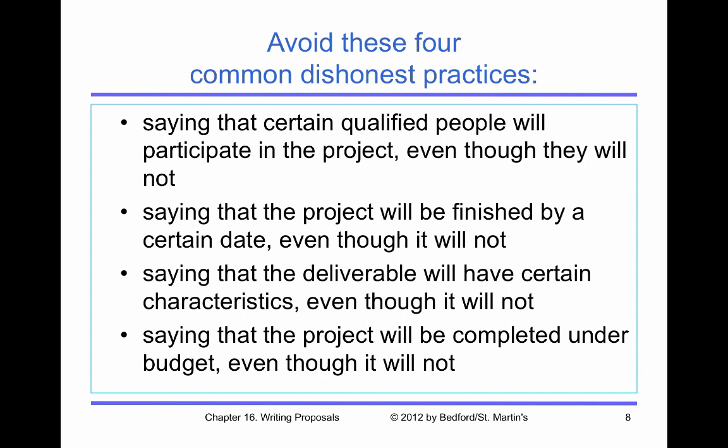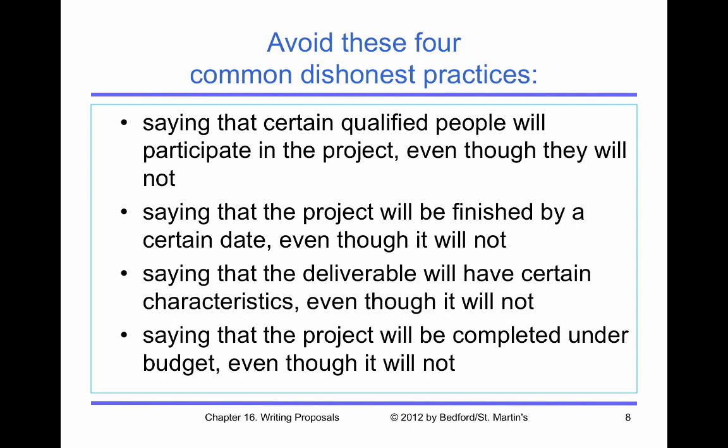Here's an ethics slide about common dishonest practices. The first one is saying that certain qualified people will participate in the project even though they will not. So if I said that some expert on Westchester University's campus was going to help with this project because they're a big name, they're recognized, and I'm using that in order to get funded, but I know full well that they're on sabbatical, they're going to be out of town, they're not going to be available, I've misled someone in this proposal.